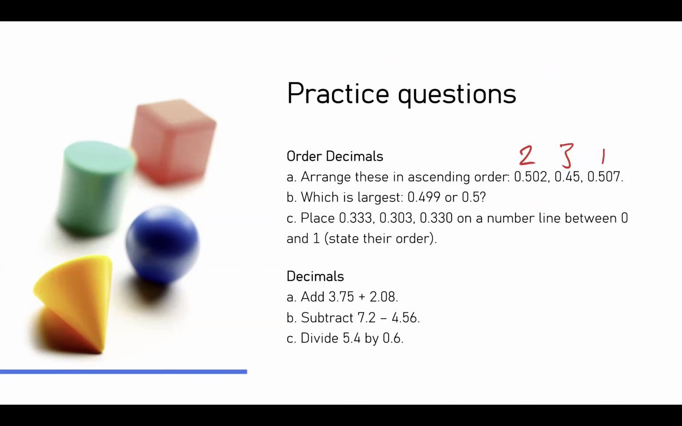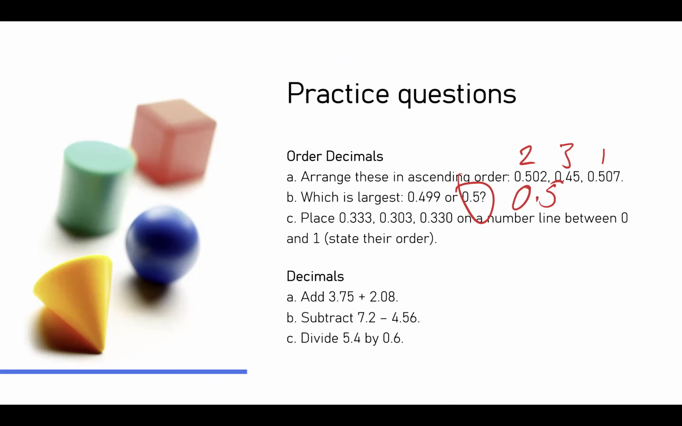And then for B, which is the largest, 0.499, 0.5. As I said, this would equal 0.50. Now we know that 500 is greater than 499, so the answer would be 0.5 for the second one. Third one.